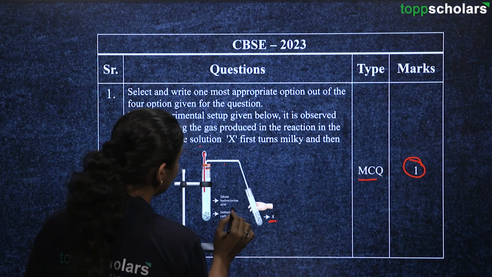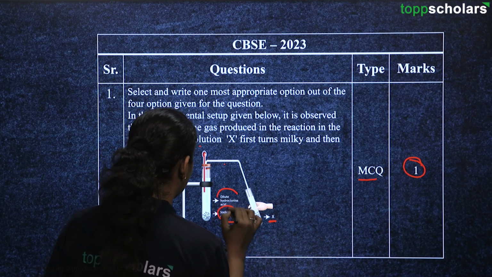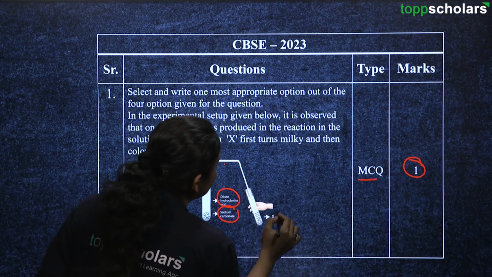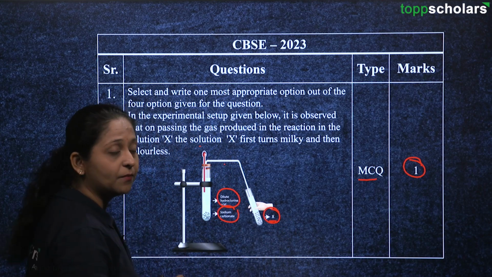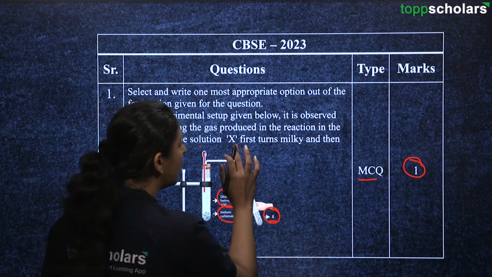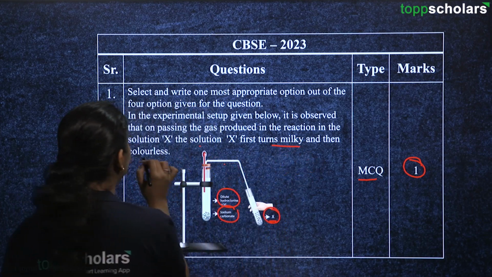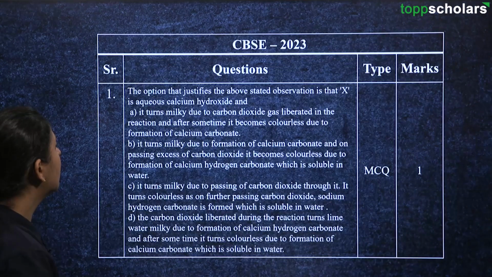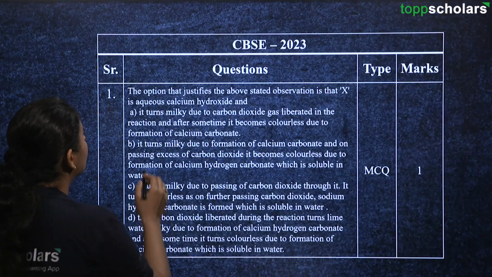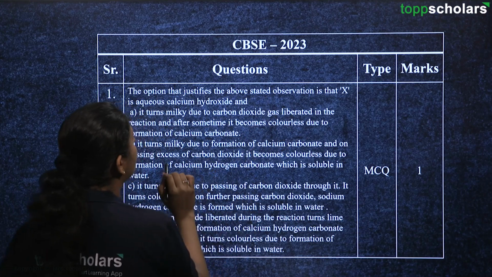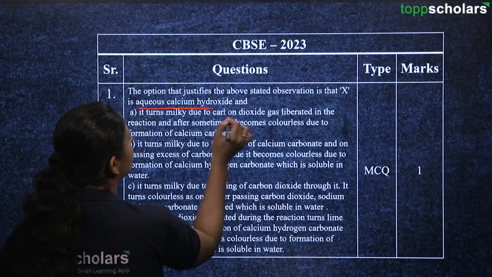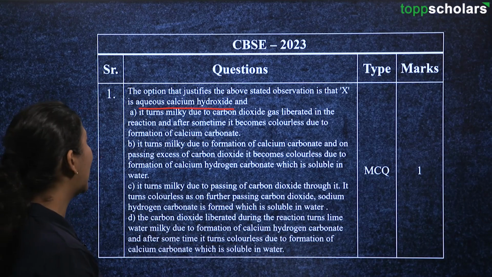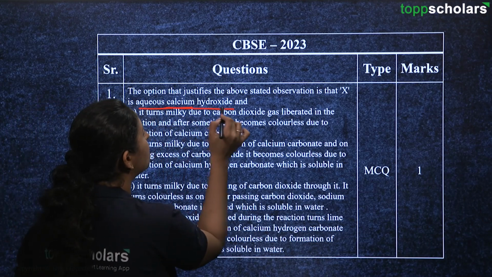So what we have done, you have taken sodium carbonate, you have taken hydrochloric acid, you have added a thermometer, and that gas is passed through that X. Okay, you don't know what the X solution is. So the X solution first turns milky and then turns colorless. So now let us select the appropriate option here. We are provided with different situations. The first option says X is aqueous calcium chloride. The next option that justifies the above observation is that X is aqueous calcium hydroxide.